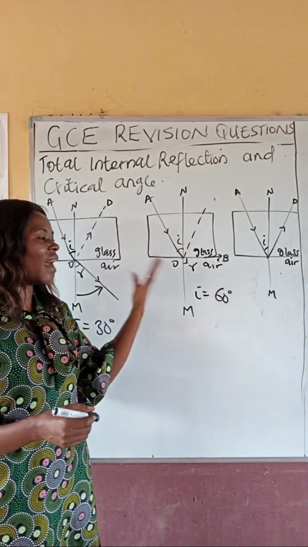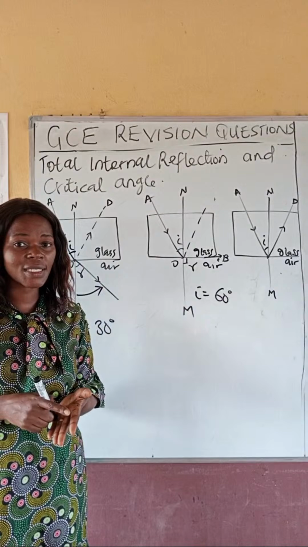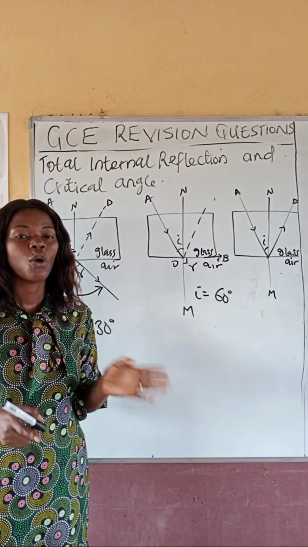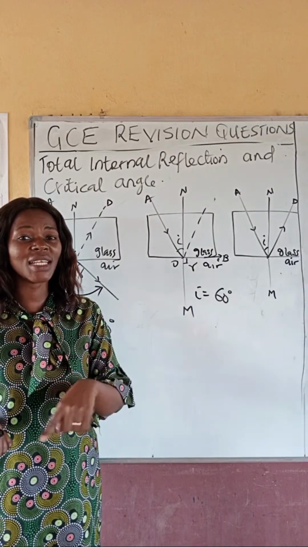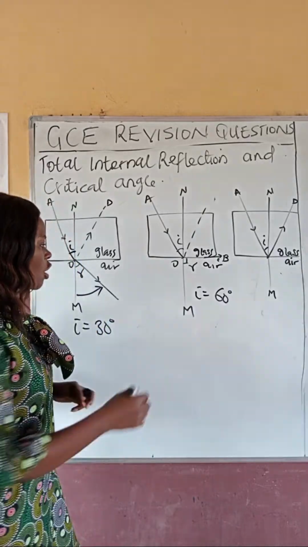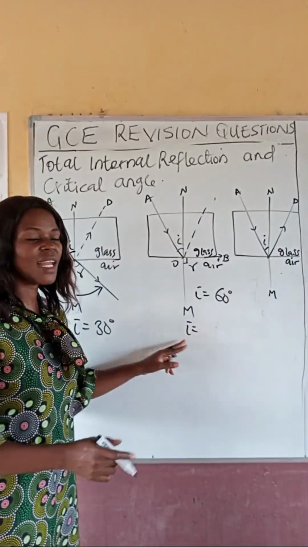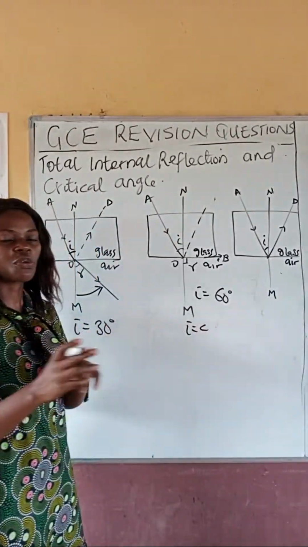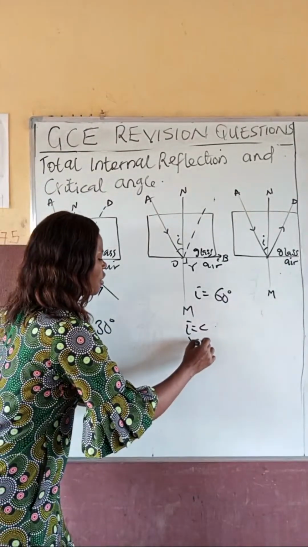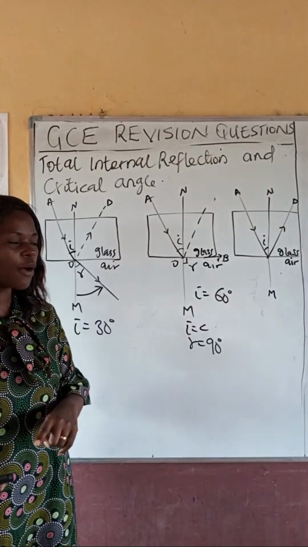Okay? So if you are asked what the critical angle is, it is the angle of incidence in the dense medium when the angle of refraction in the less dense medium is 90 degrees. Did you get it now? So the angle of incidence is equal to the critical angle when the angle of refraction is what? 90 degrees. Is that okay?